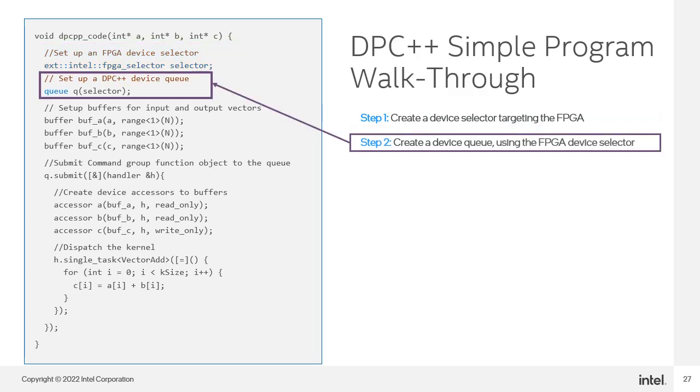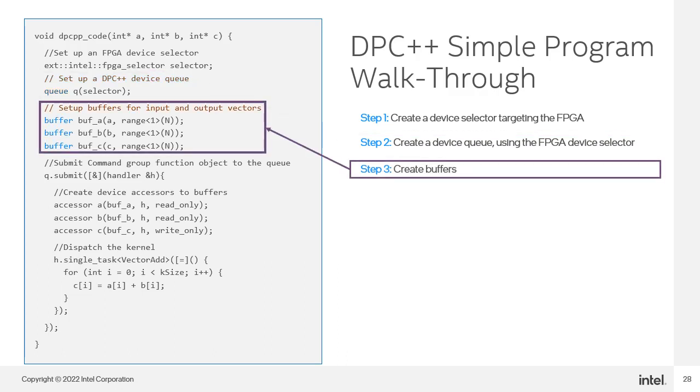In the second step, we create a device queue. This is like setting up a line of communication with the acceleration device, which is the FPGA. We will pass data and kernel dispatches through this queue. When we establish the queue, we need to also tell it what device it would interact with. Hence, we pass in the selector from the previous step.